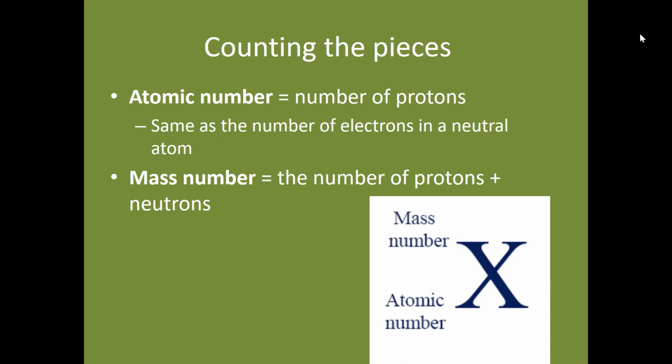Top left, 16. Sulfur has an atomic number of 16. So Smiley, if the atomic number is 16, what other two things are also 16? The atomic number equals the number of protons. It's the same as the number of electrons. So if it has an atomic number of 16, it also has 16 protons and 16 electrons.